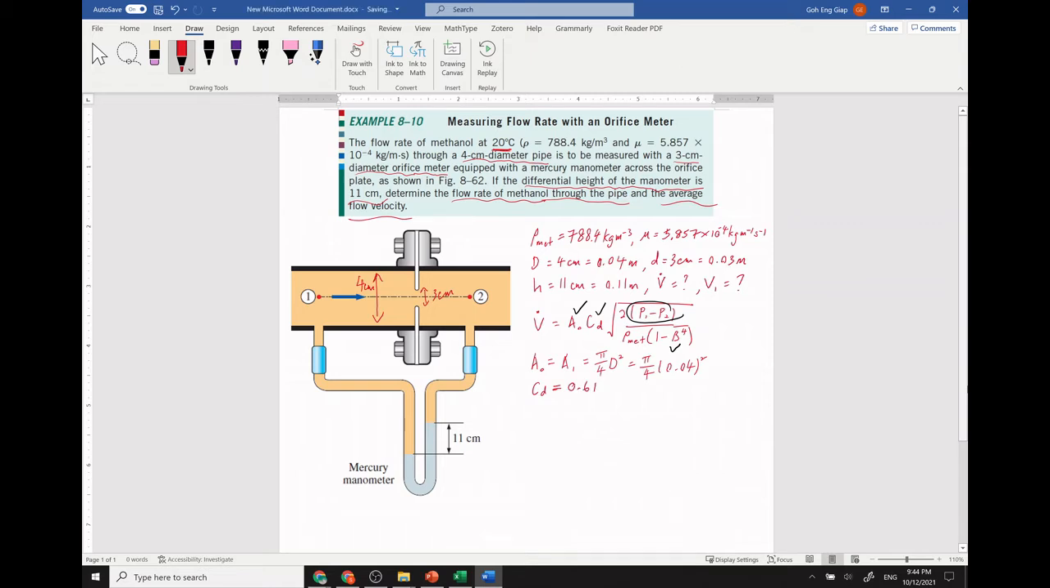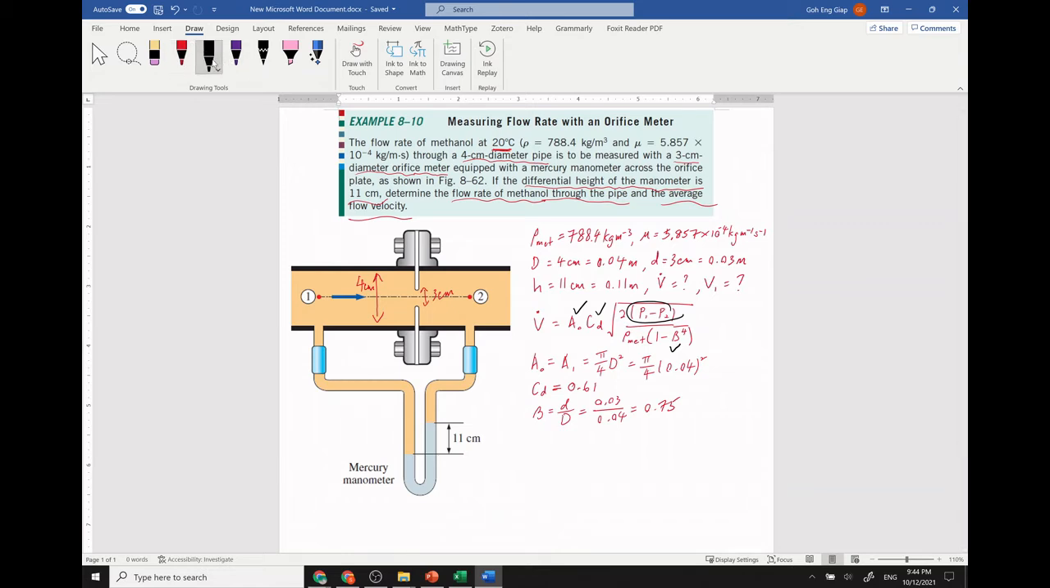Now we have CD, and beta is given by small d over big D. The small d is 0.03, the big D is 0.04. So the value of beta is 0.75. And the pressure difference, obviously we don't know, so we need to find it. To find this, we need to derive an equation for it.